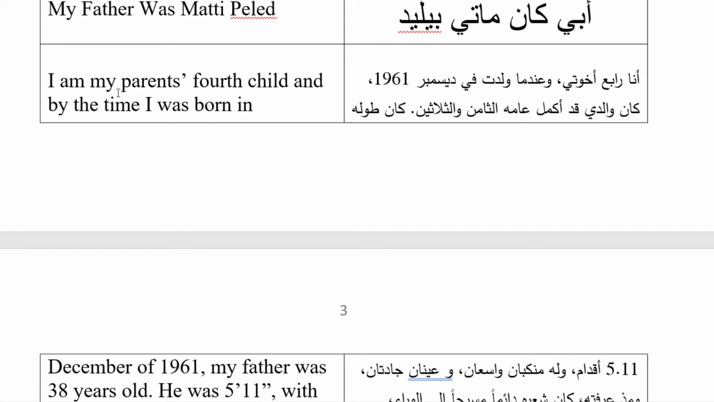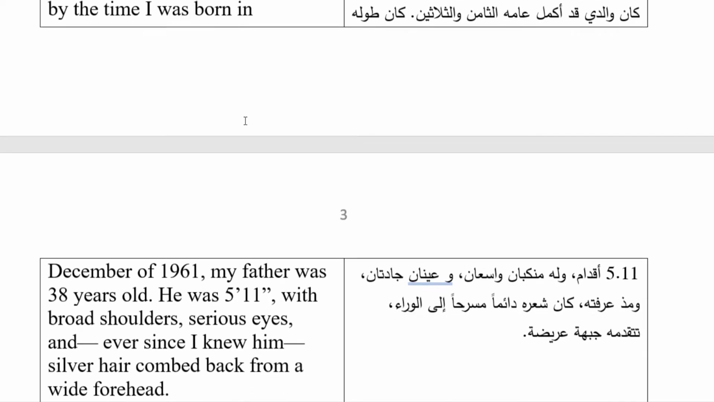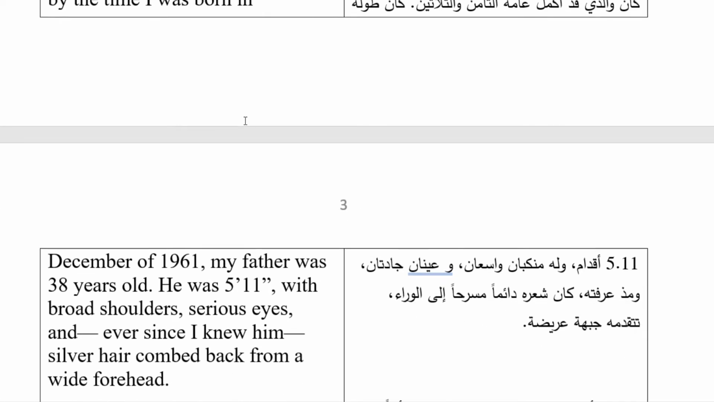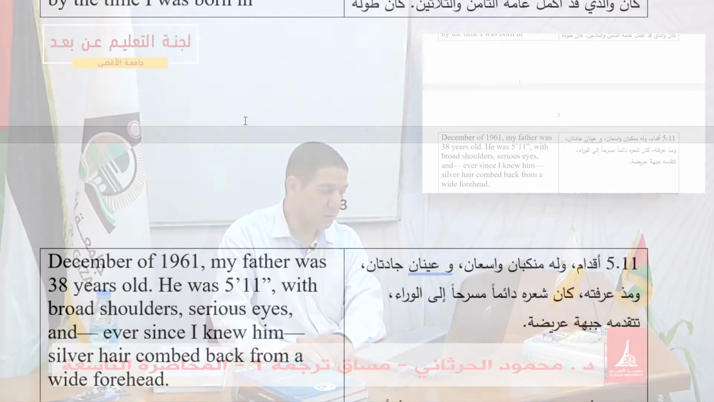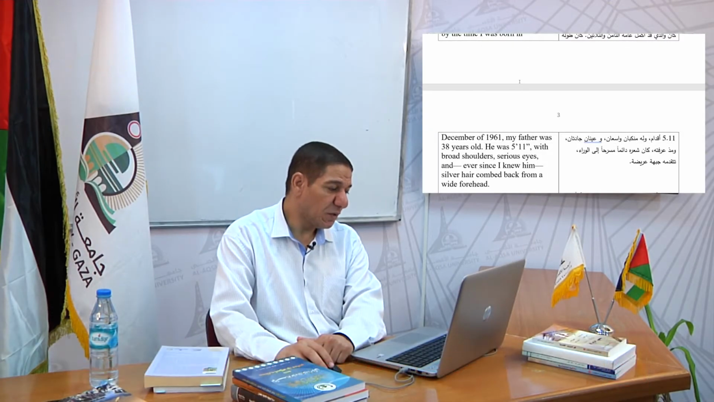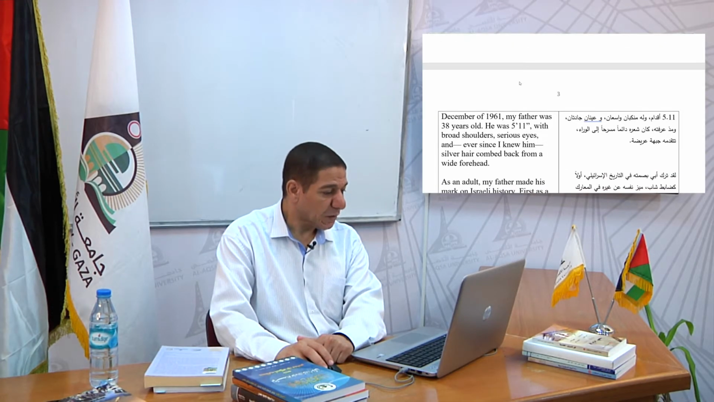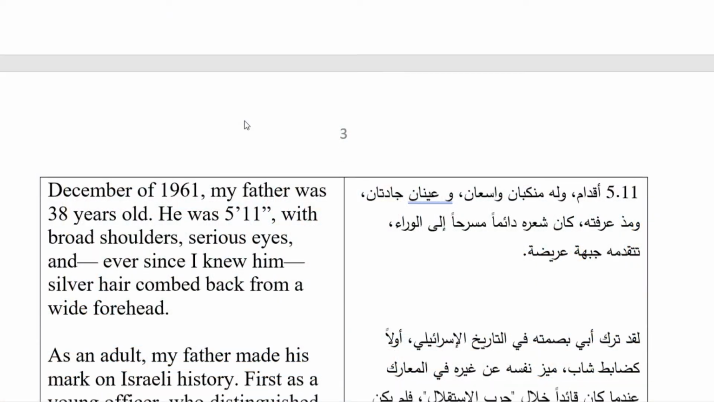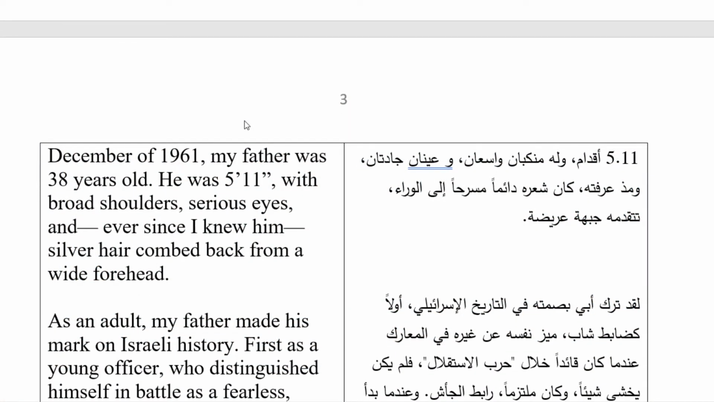I am my parents' fourth child, and by the time I was born in December of 1961, my father was 30 years old. He was 5'11", feet, or 5 feet and 11 inches, with broad shoulders, serious eyes, and ever since I knew him, silver hair combed back from a wild forehead. How is this rendered into Arabic?